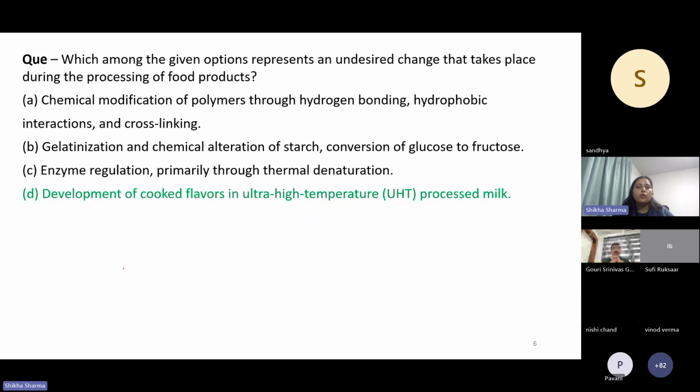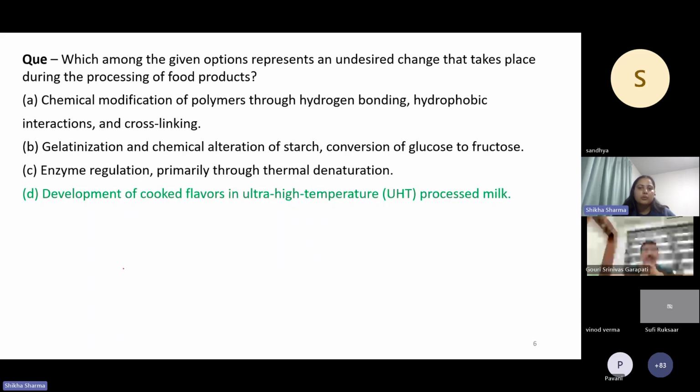The answer is that when we do ultra high processing of the milk products, it gets the cooked flavor. It develops the cooked flavor, which is not desirable. While the chemical modification in the polymers is a desirable reaction, because when we do the chemical modification of the polymers, we can get the desired polymer chain, which can be applied for different kinds of applications.